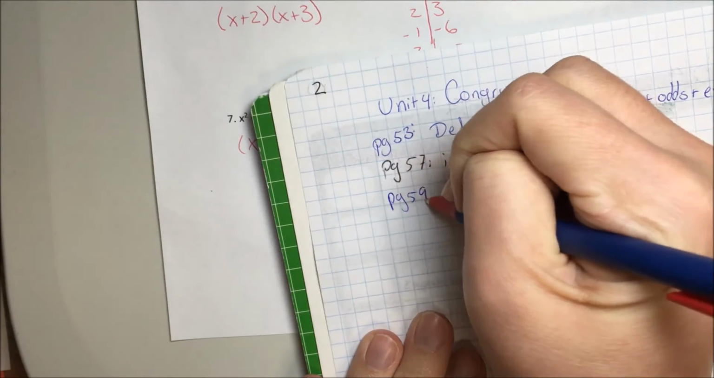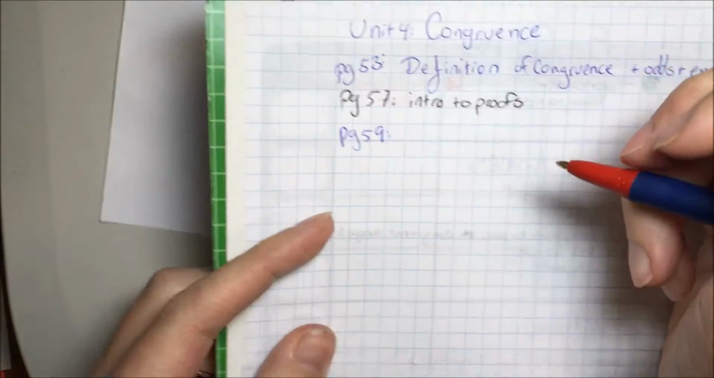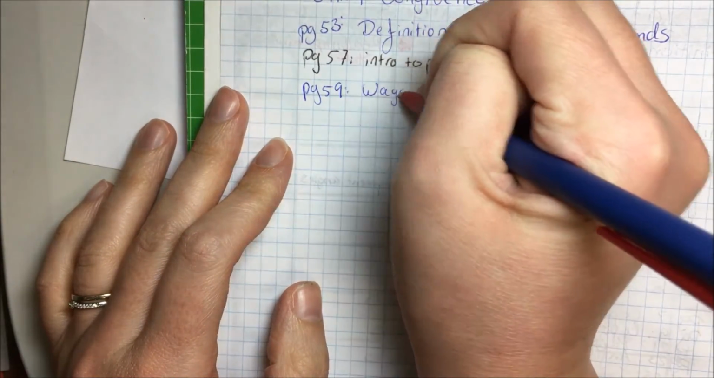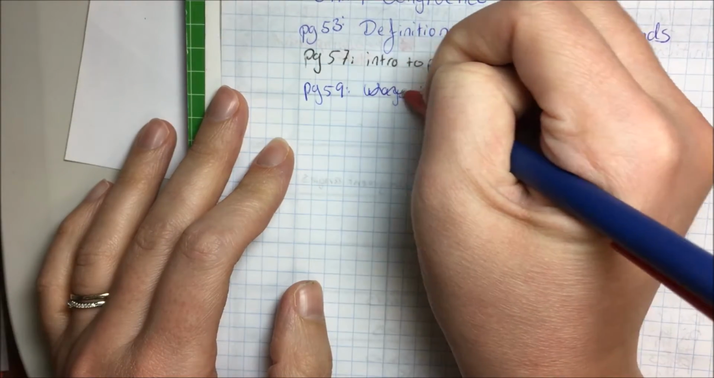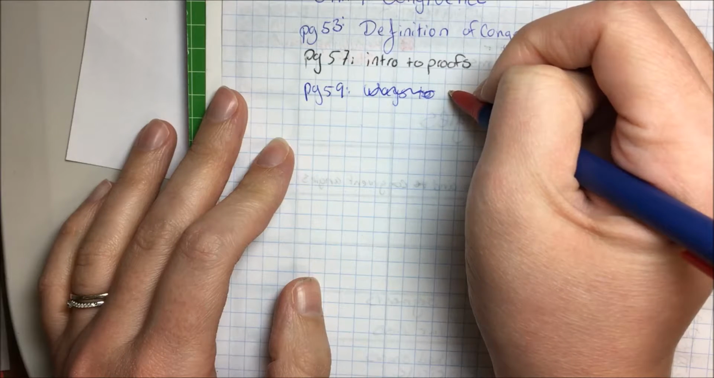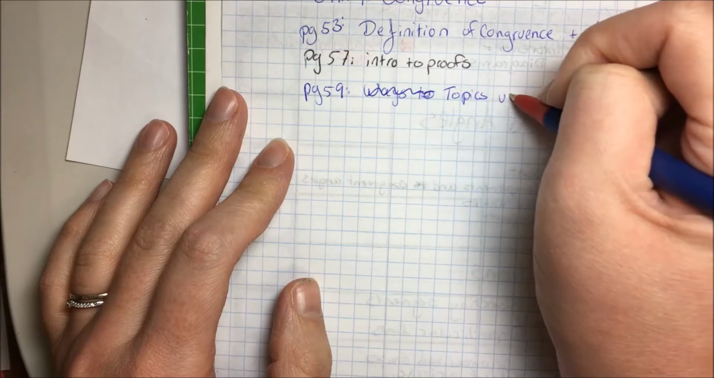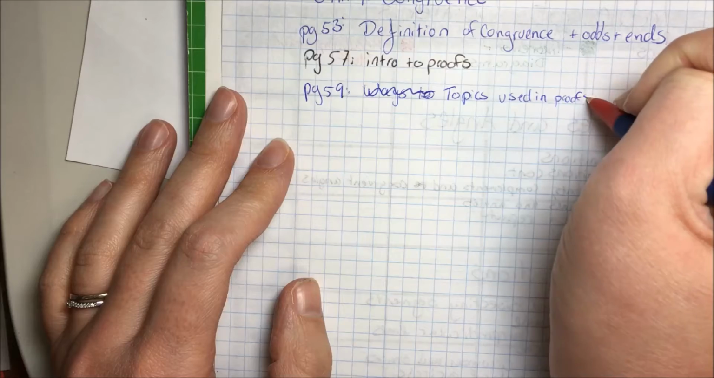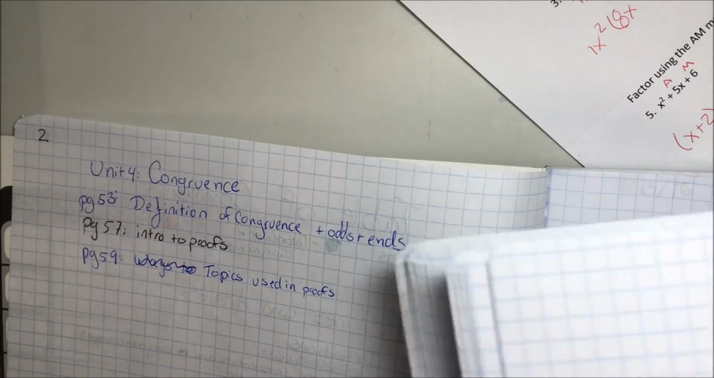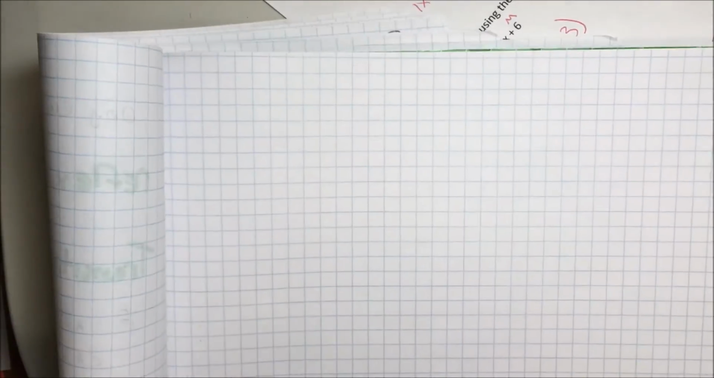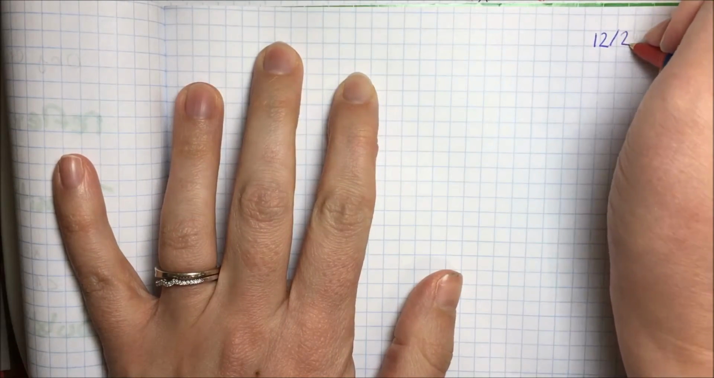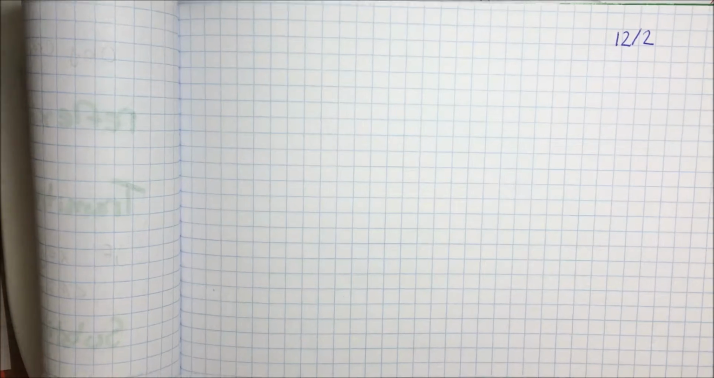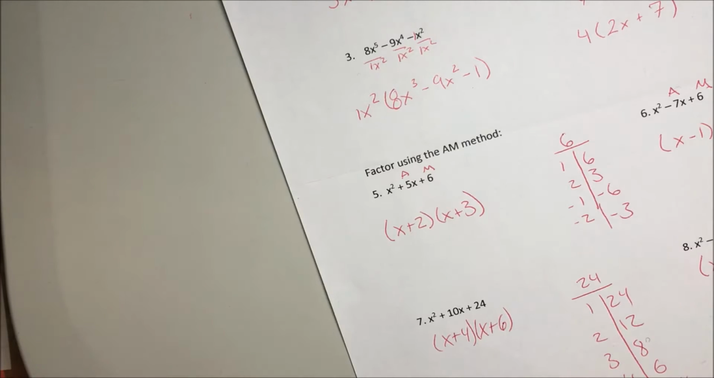So, page 59. Ways to use topics used in proofs. Okay. So, let's turn in our books, page 59. And I'm going to try to work through this really slow so that it's not confusing, so that you don't need me to re-explain it to you.